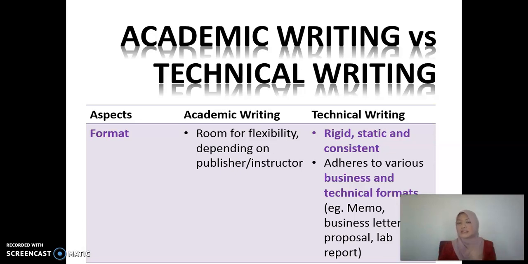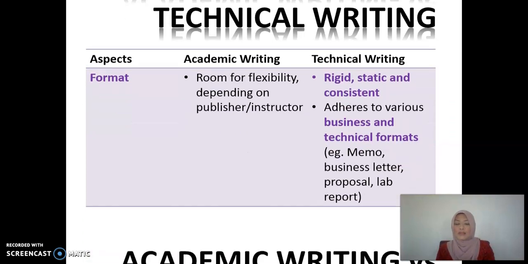But for technical writing, it is rigid. It is static. It is consistent. You need to comply, you need to follow, you need to adhere to various business and technical formats. Let's say you want to produce a memo, there is a specific format for a memo. Same goes with business letters, proposals, lab reports.